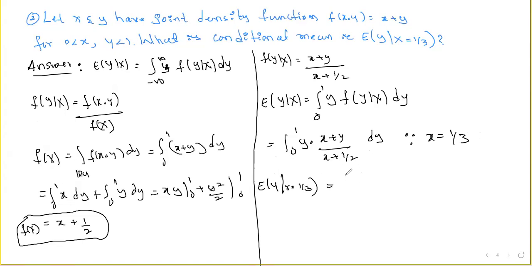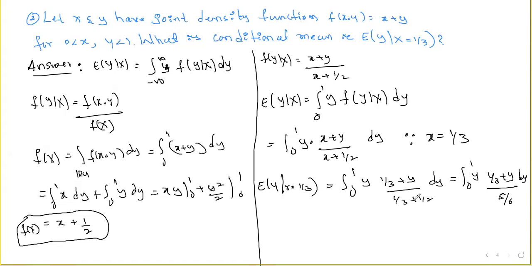Right. So this is nothing but integration 0 to 1 y. Here x is 1 by 3. 1 by 3 plus y divided by 1 by 3 plus 1 by 2 dy. So this is nothing but integration 0 to 1 y into 1 by 3 plus y. This is nothing but what? 1 by 3 plus 1 by 2, that will be 5 by 6. Here obviously dy we have, which is equal to 1 divided by 5 by 6. So it is 6 by 5. Right. Now integration 0 to 1.